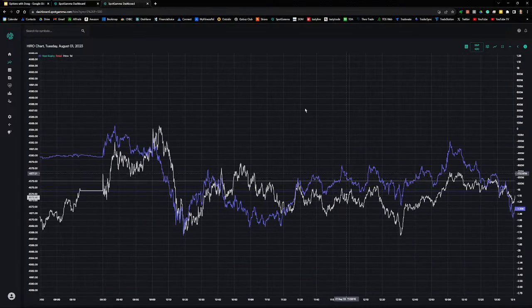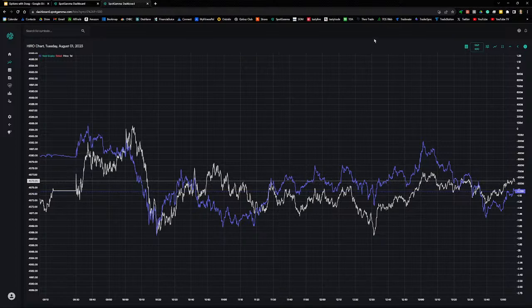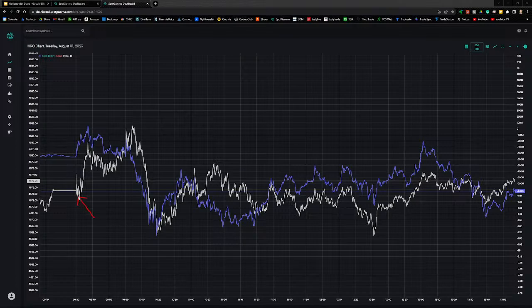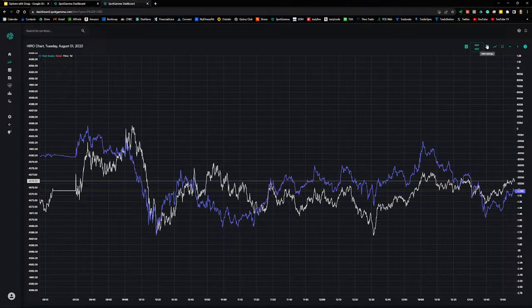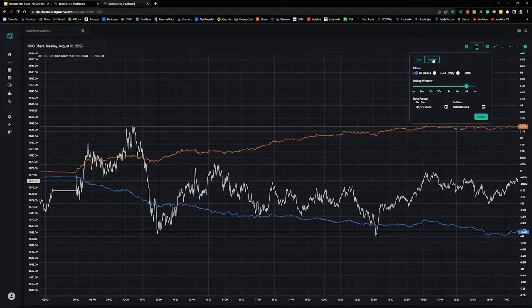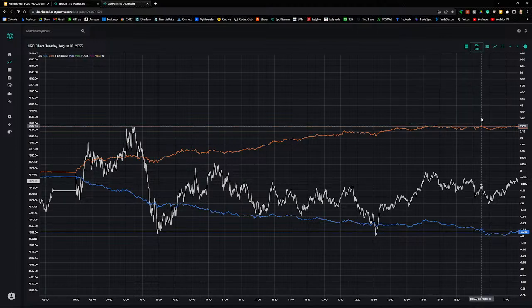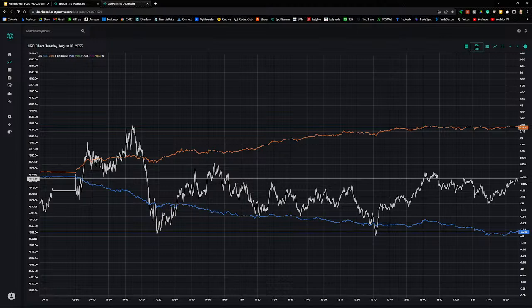All right, I'm zooming out, trying to get the entire RTH session here. So this is the cash open at 9:30. Let's see what traders are doing now. Let's dig into this a little bit. And this is pretty typical. This rising orange line shows that traders are buying calls today.